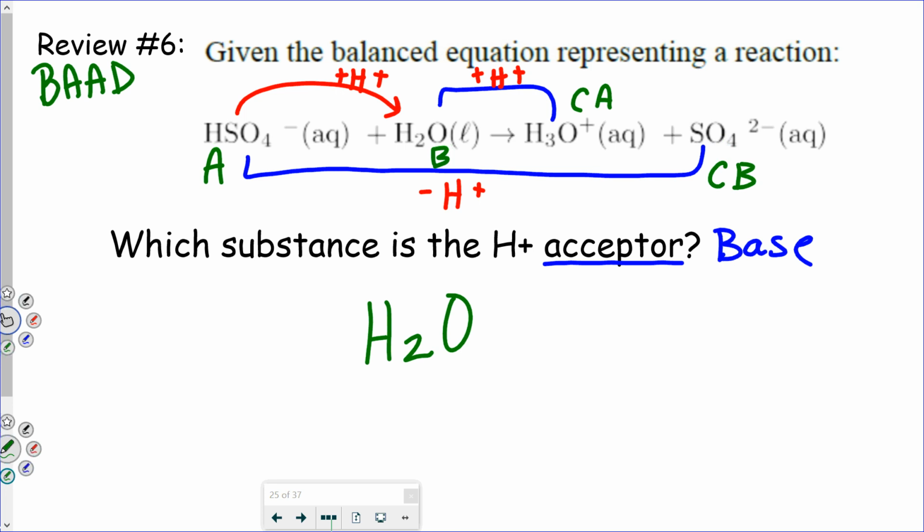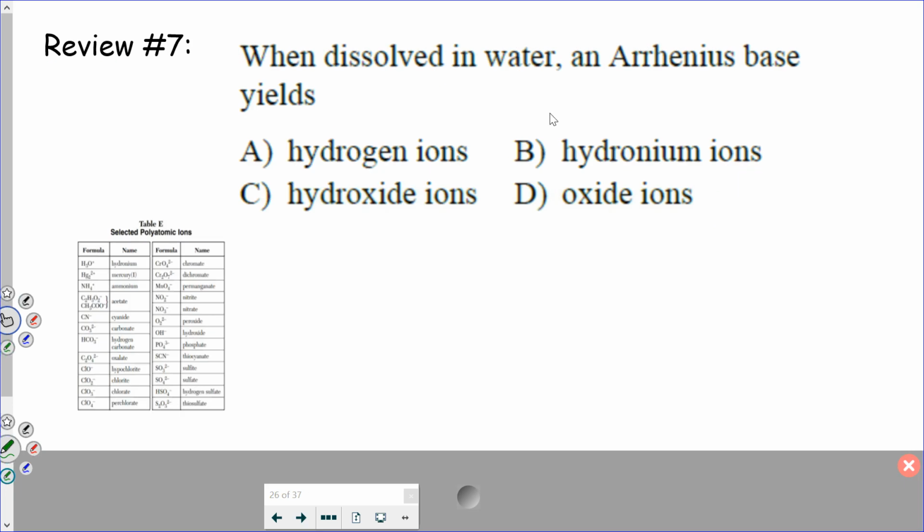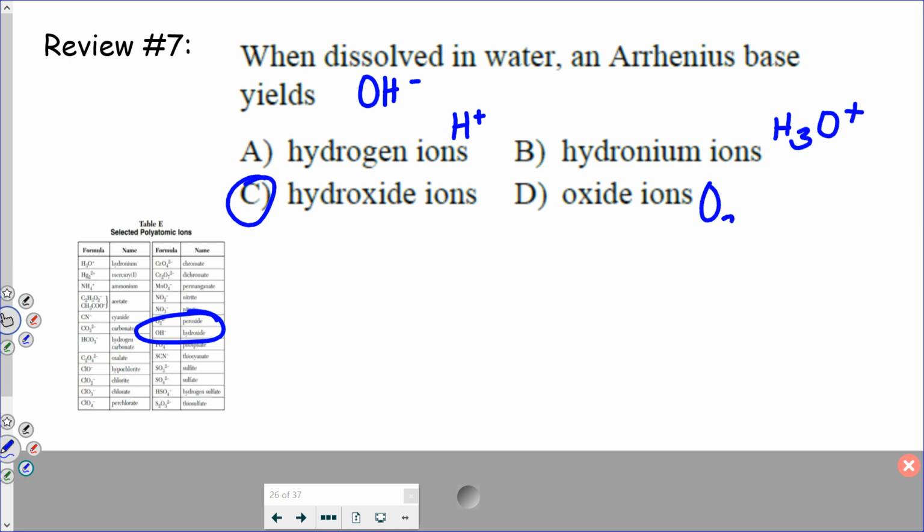All right, and 2 more. When dissolved in water, an Arrhenius base yields what? I put table E up here to kind of help you, but pause the video. Remember, when you put a base in water, it's going to produce OH minus ions. If you don't remember what an OH minus ion is, it's a hydroxide ion. So it'd be choice C. Hydrogen is an acid. Hydronium also goes along with an acid, and oxygen doesn't go along with anything.